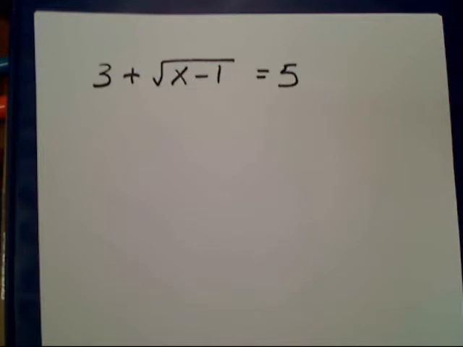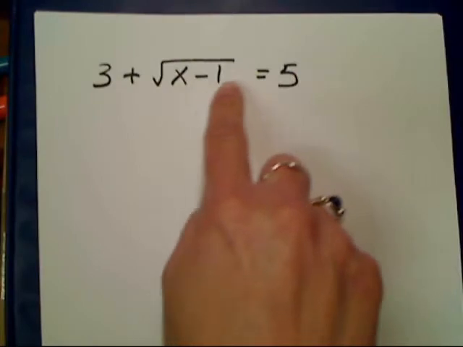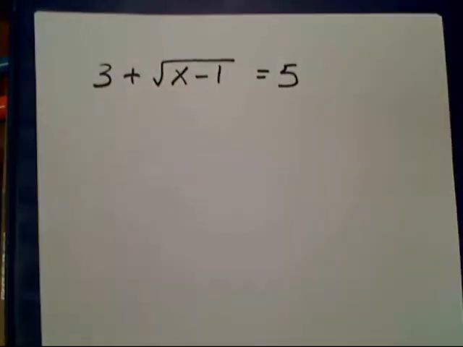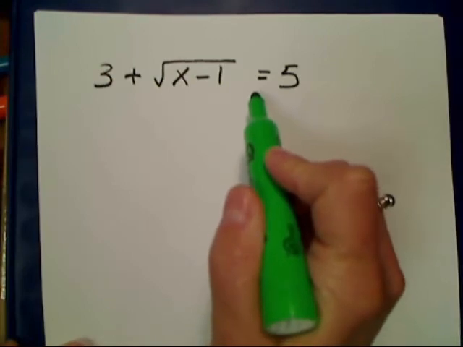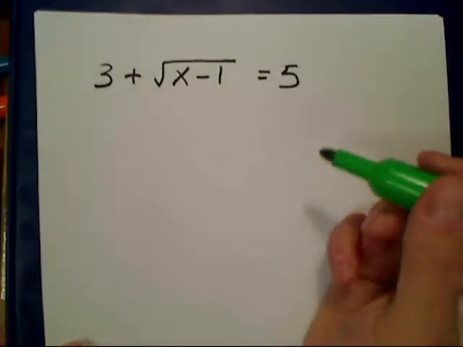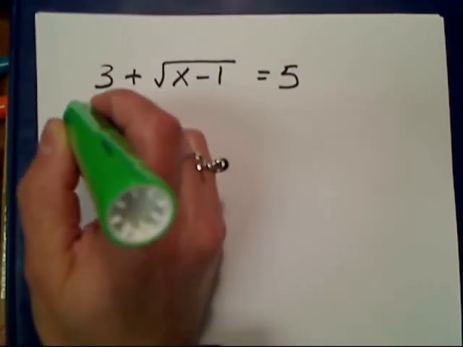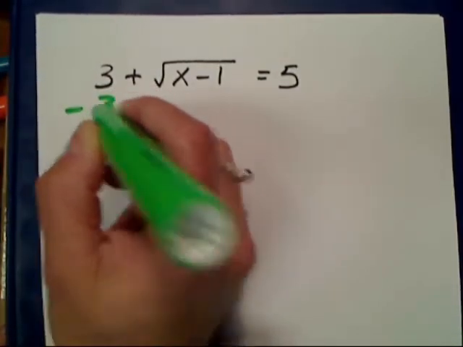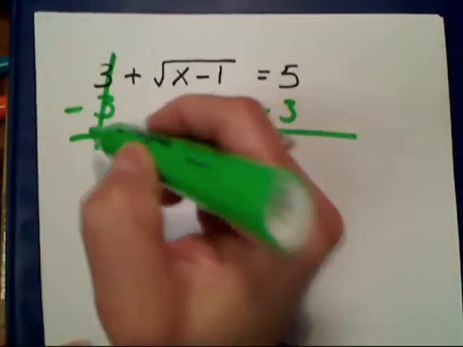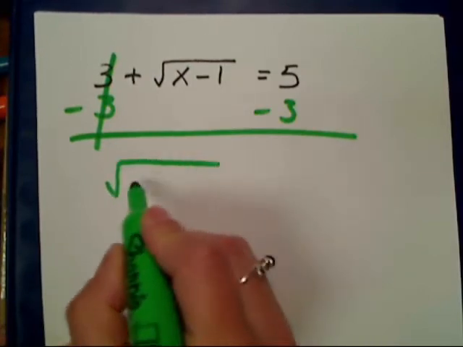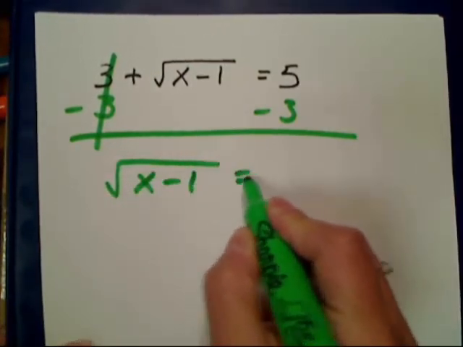So, step number 1, isolate the radical. Is the radical, which is this entire portion, the square root of x minus 1, by itself? No, we have this 3 over here. So the first thing that we have to do is move the 3 to the other side. To move from one side of the equal sign to the other, we do inverse operations. It's a positive 3. The inverse of a positive 3 is a negative 3, or subtracting 3. So you do the same thing to both sides. 3 minus 3 cancels. You're left with the square root of x minus 1 is equal to 2.